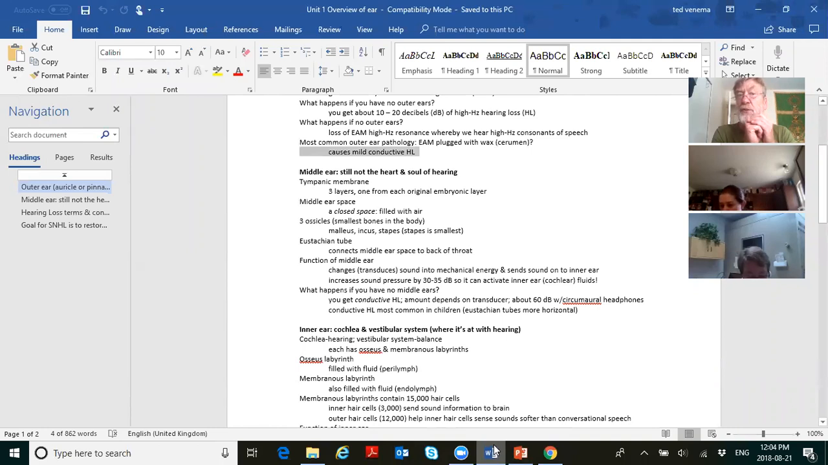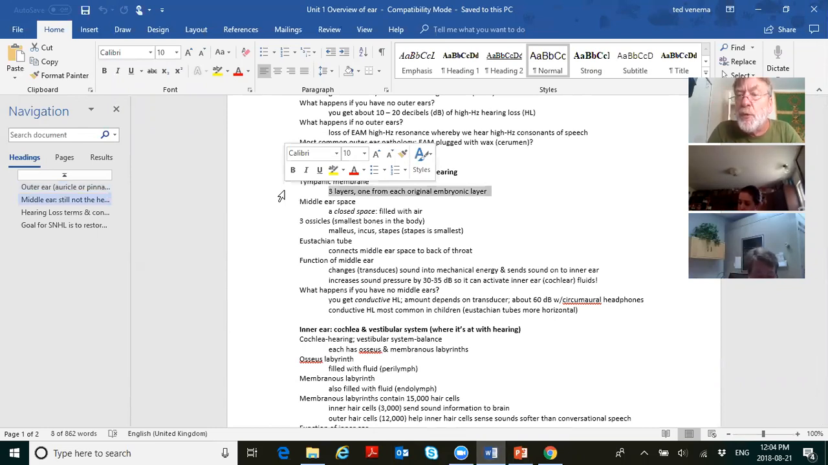Still not the heart and soul of hearing. The tympanic membrane is another word for eardrum. The tympanic membrane has 3 layers. Your eardrum has 3 layers of skin, and they come from the 3 original embryonic layers of tissue that the embryo has right after conception.